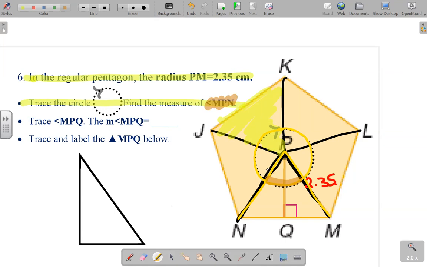Kayla, what you got for that angle, ma'am? That orange angle, ma'am? Right there, pizza slice. Oh, sorry, I thought you said Taylor. I apologize. The orange one? Yes, ma'am. MPN. Take a look, we got a circle here, right? Yeah. How many pizza slices do we have? Five. Excellent. So what are we gonna do? 360 divided by five. Fabulous.